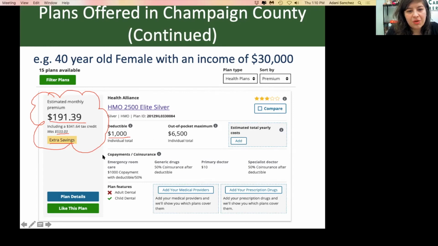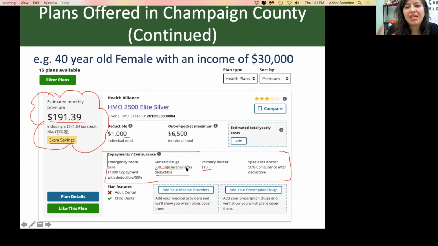You can see here when we go back to the services, the primary care doctor has a flat fee of $10. So that's helpful for someone who just goes to the primary care doctor. But you can also see that generic drugs, the prescription benefit is not as comprehensive. It looks more like the bronze plan, where you have to pay your deductible. You have to pay $1,000 first before you can get a 50% discount on your generic prescriptions.